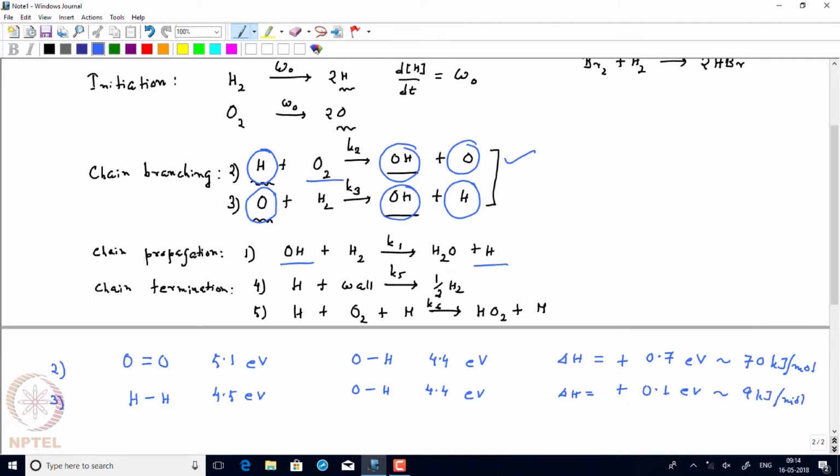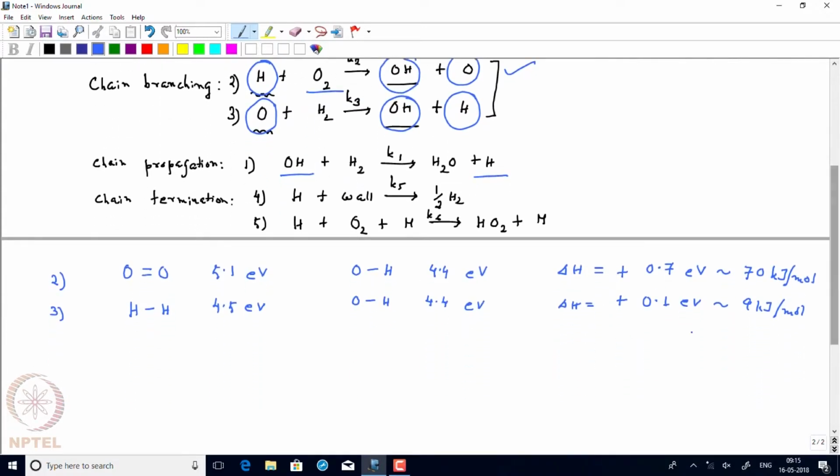Thus we see that this 70 kilojoule per mole at room temperature is less probable because it is much higher than kBT, while this reaction is on the order of kBT, and you can actually have it more feasible. So step number 3 will be more feasible, but in step 2 we are breaking the O2 bond, so that rate will be much slower. Now there are all these details which you can use to make some approximations.